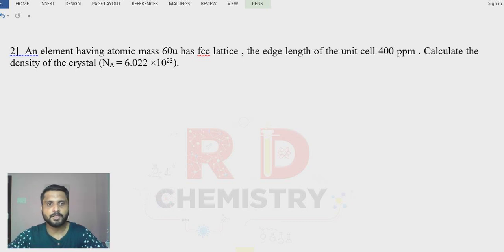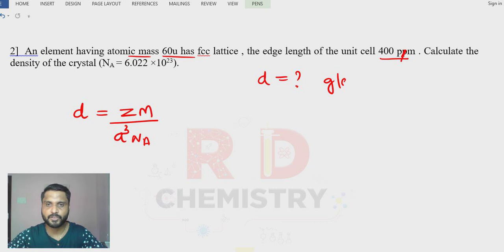This question is from solid state, an important question. The element having atomic mass 60 unified mass has an FCC lattice. The edge length of the unit cell is 400 picometers. Calculate the density of the crystal. Avogadro number is given within brackets. If we require the formula, density d is equal to Z m divided by a cube Na. Okay, and d stands for density.